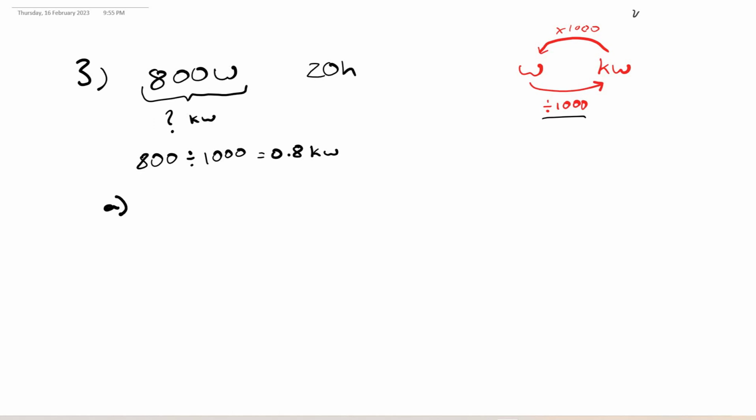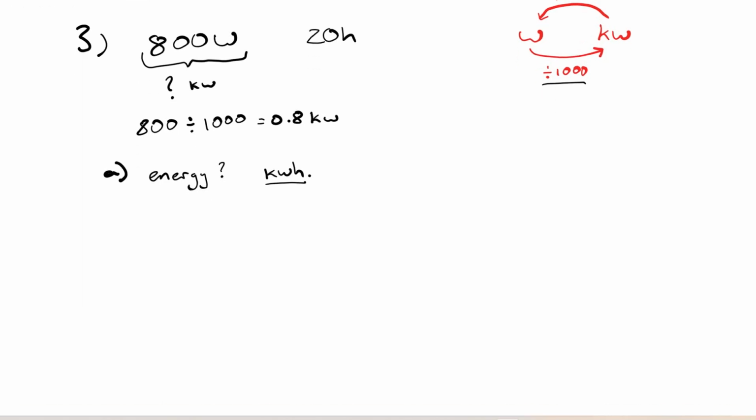Alright, now let's start A. How much energy does the microwave oven use per week? The question is asking us how much energy it uses. To work out the energy, we need to work out the kilowatt hours. To work out the kilowatt hours, we times kilowatts by the amount of hours that we use it. So how many kilowatts do we have? It uses 0.8 kilowatts.